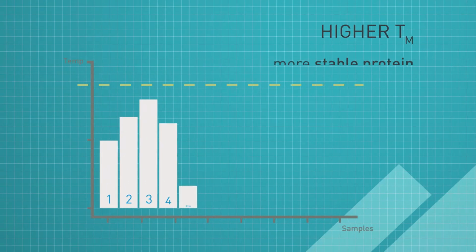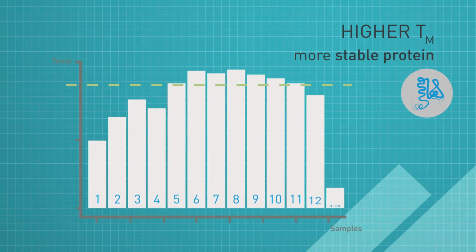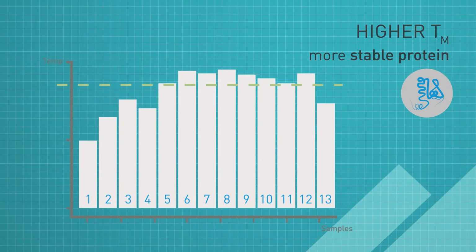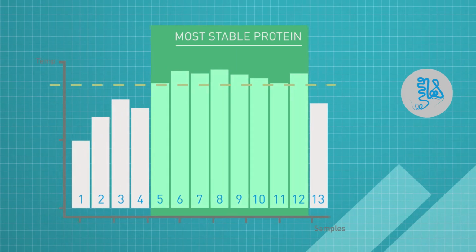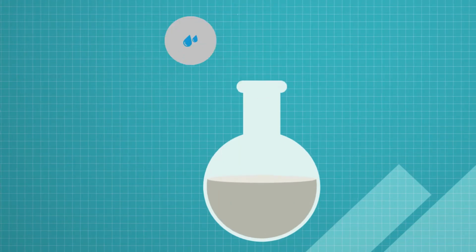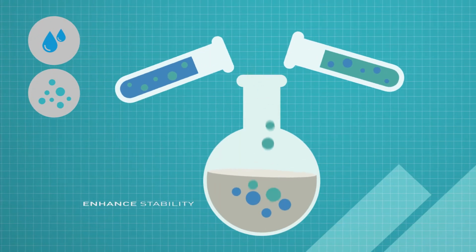The higher the TM, the more stable the protein is, which is why TM screening is universally used to select the most stable engineered protein, as well as the buffers and additives which can further stabilize it.